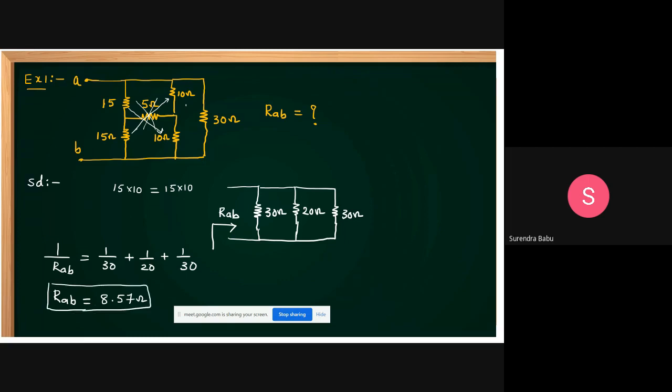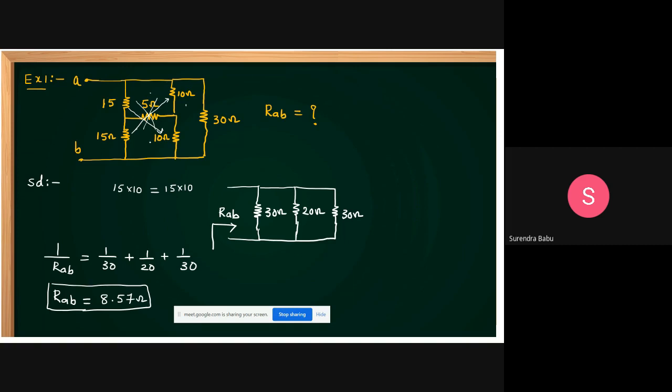You can solve it like this, it's very simple. Sir, if the bridge is unbalanced, then how to solve? Later on I will cover that. It's very simple. If the bridge is unbalanced, don't remove this 5 ohm resistor. Then go for the concept of delta to star transformation.